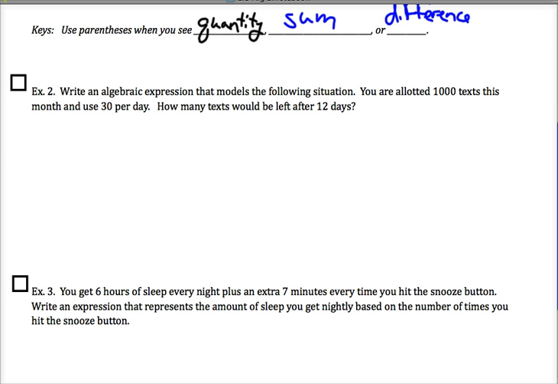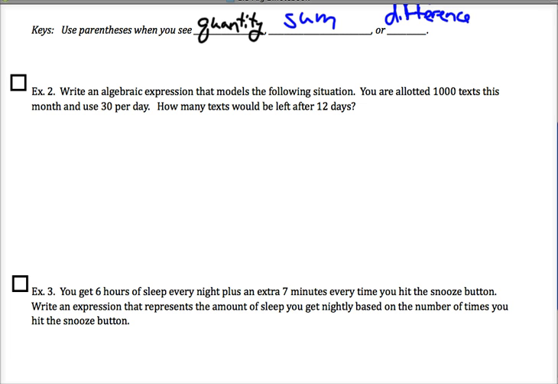Example 2. Write an algebraic expression that models the following situation. You were allotted 1,000 texts this month, which is old school. You used to have to pay per text. I would assume most of you have unlimited texting now. That's progress, huh? Anyway, so you got 1,000 texts, and you use 30 per day. How many texts have you left after 12 days?